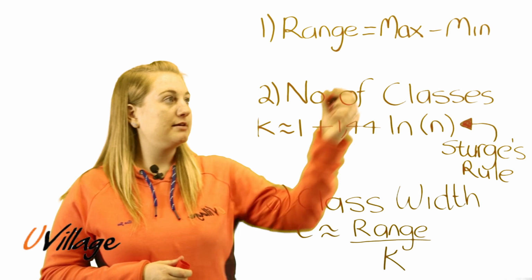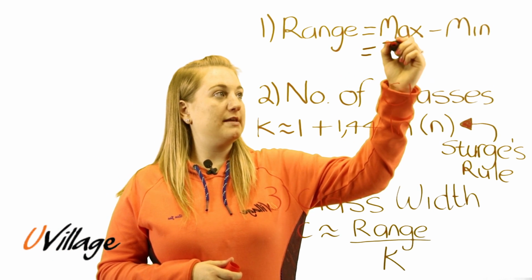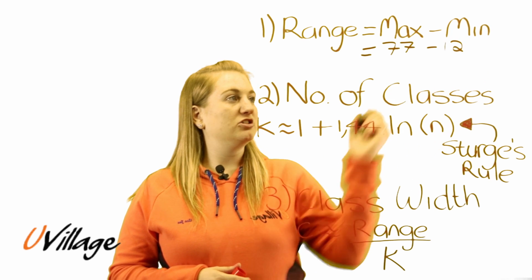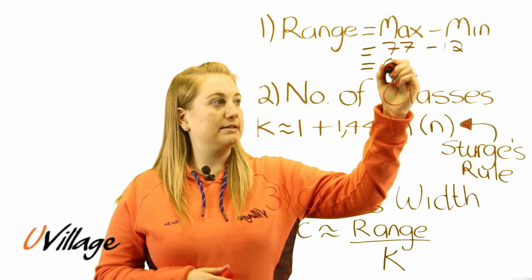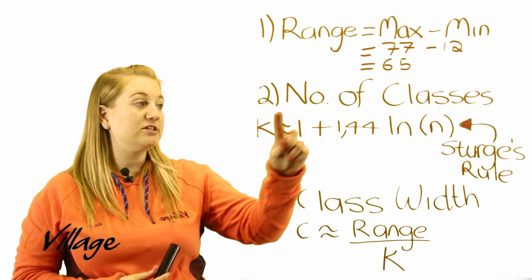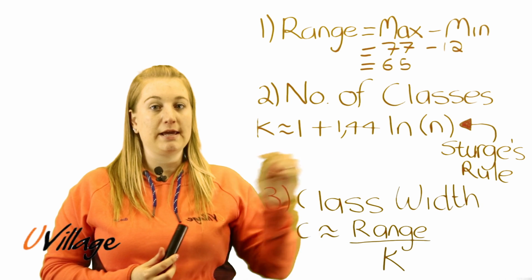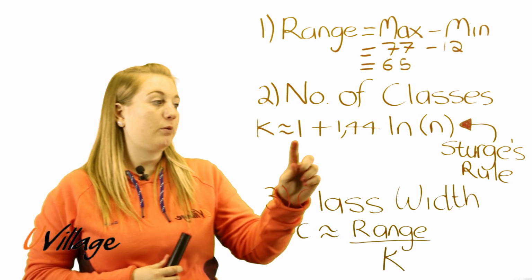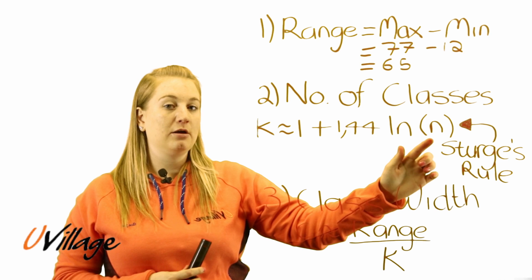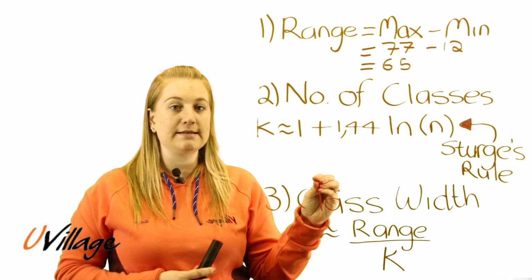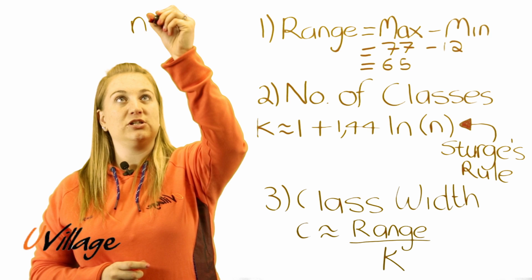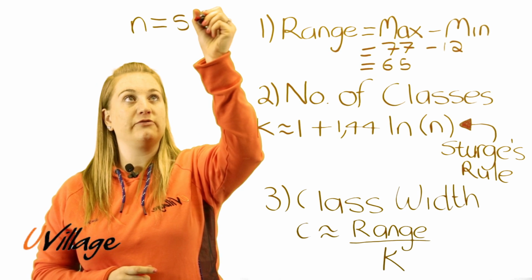For this data set, the maximum value was 77 and the minimum value was 12. So that gives us a range of 65. The next step is to calculate the number of classes we will have in our frequency distribution. And that's calculated by using what we call Sturge's rule: 1 plus 1.44 ln of n, where ln is a log to the natural base and n is our sample size. So here, our sample size, which is the number of values that we have, is 50.